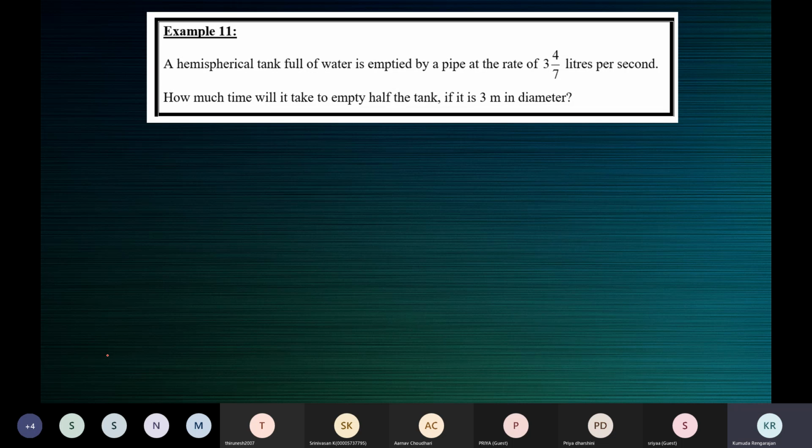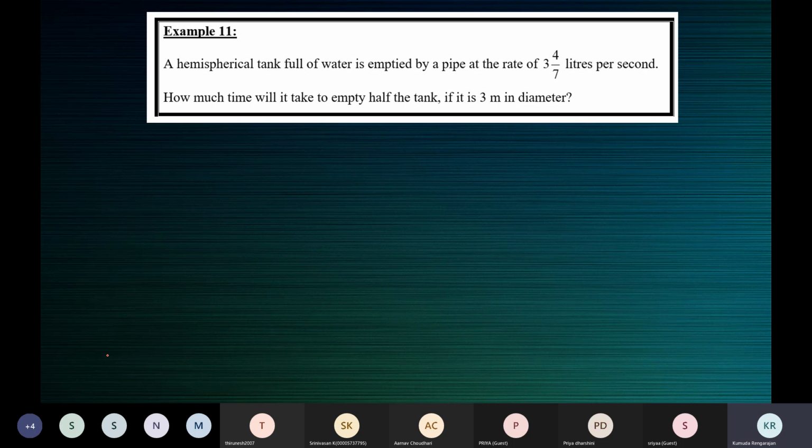So the pipe, which normally tanks have at the bottom. There is one pipe at the top of the tank, which is the filling pipe, and one emptying pipe at the bottom of the tank. So this emptying pipe can empty the tank at the rate of 3.4 by 7 liters per second. So a little more than 3 liters of water will come out in 1 second. How much time will it take to empty half the tank if it is 3 meters in diameter?